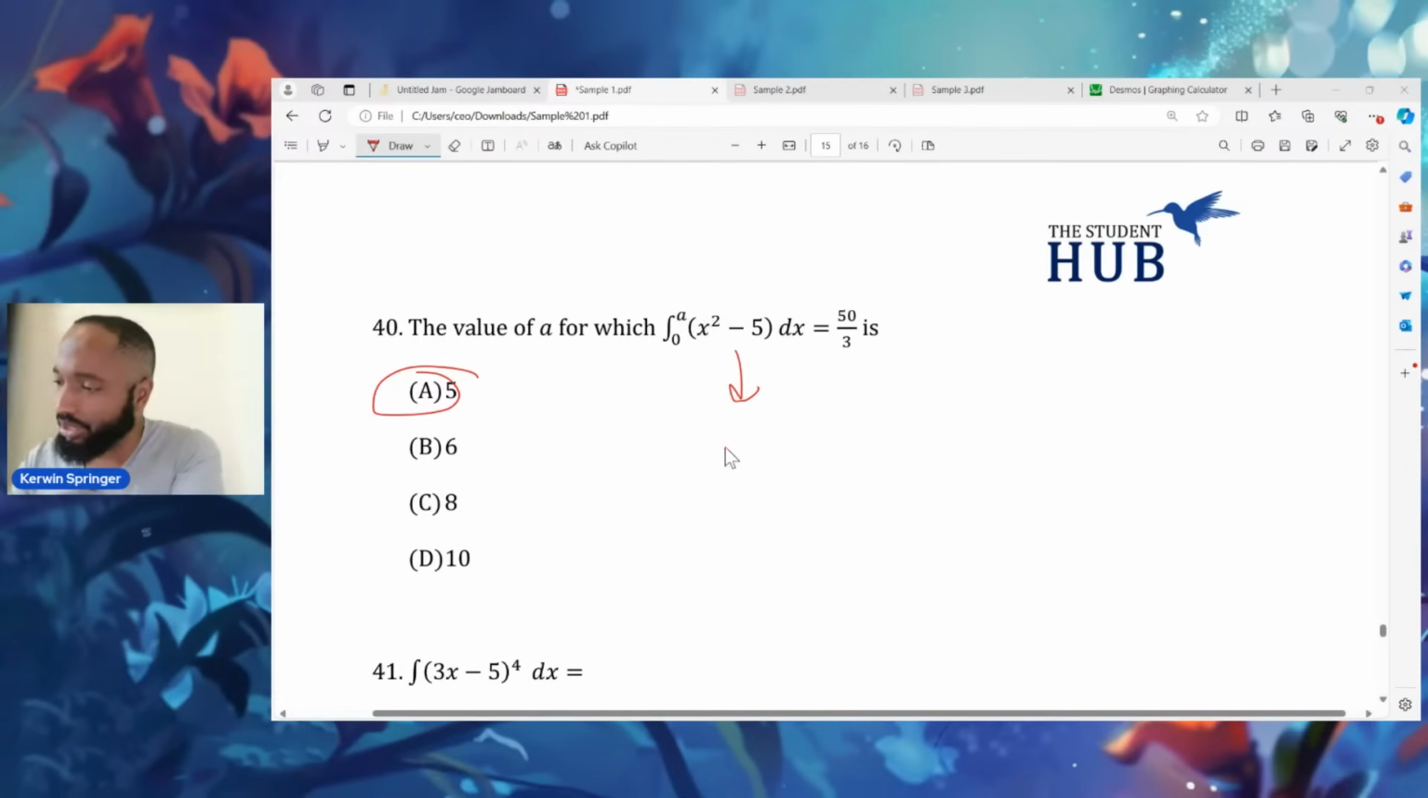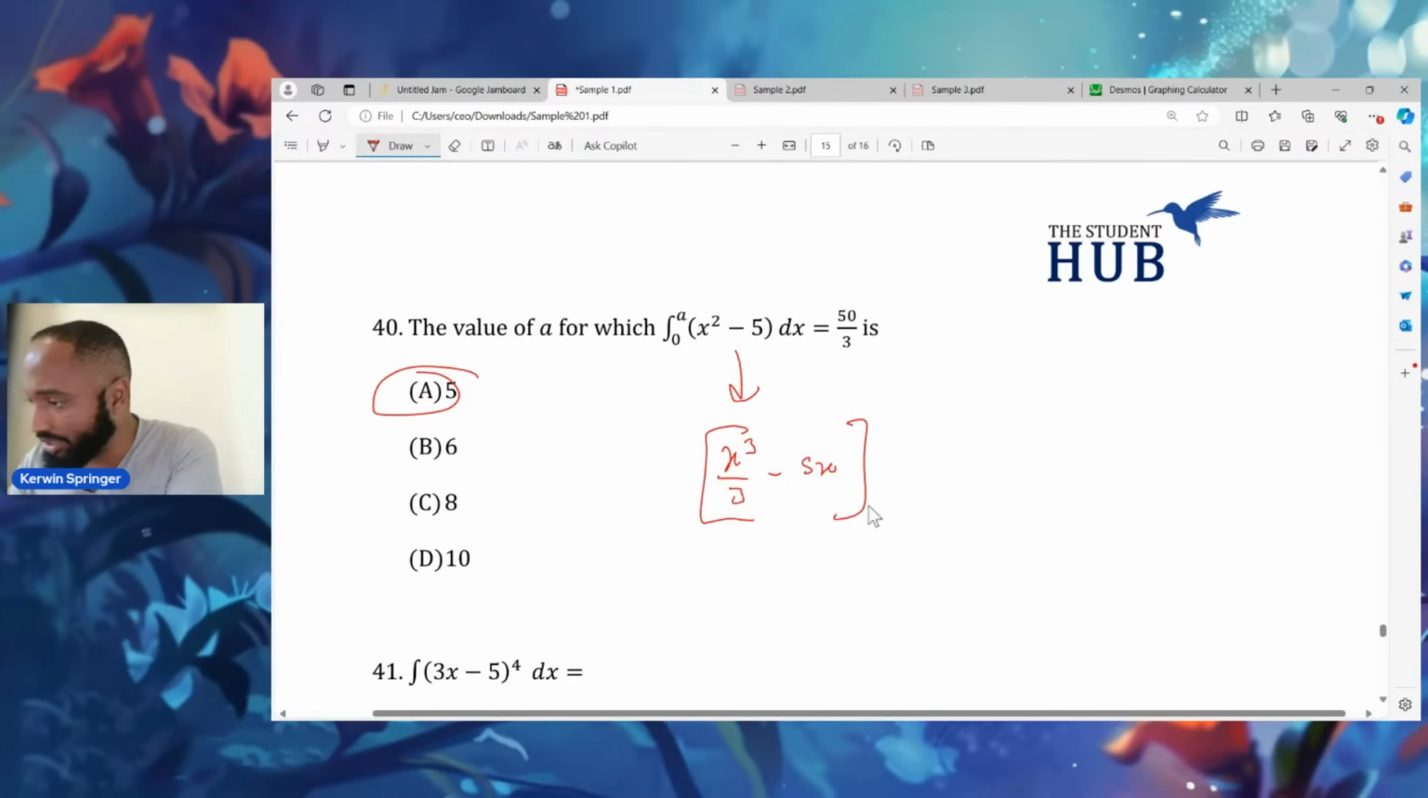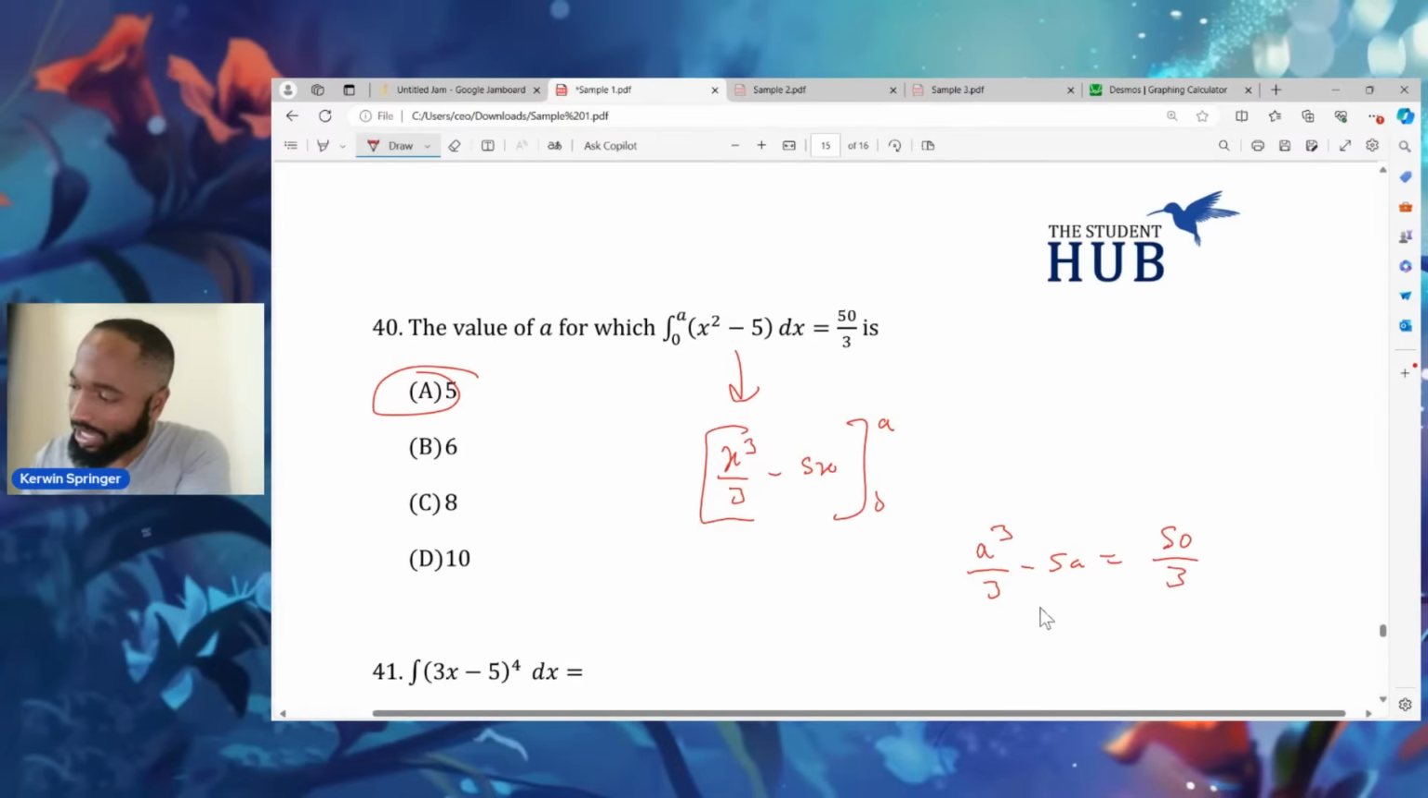So we need to integrate this. We'll get x cubed over 3 minus 5x between 0 and something, a. So what we're really trying to say is when we substitute a into this, a cubed over 3 minus 5a, we're supposed to get 50 over 3. Even when you reach here, you could use some substitutions to help your maths work out faster, or factorize out the a to get a squared. Just plug it into a calculator and that's the fastest way to go.